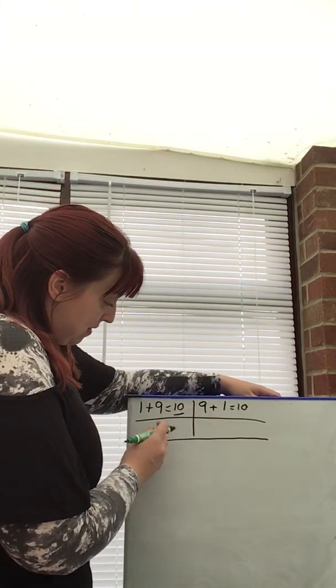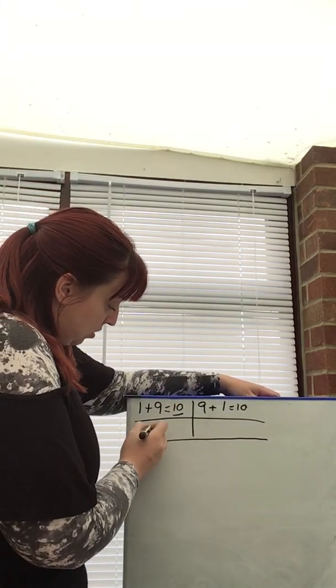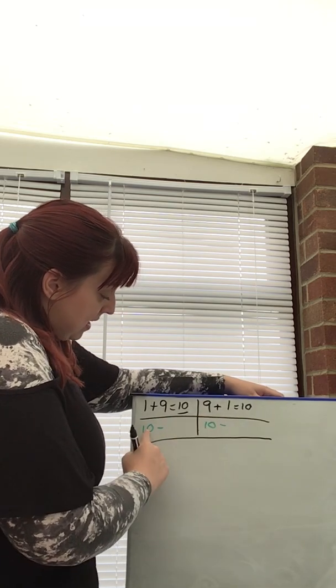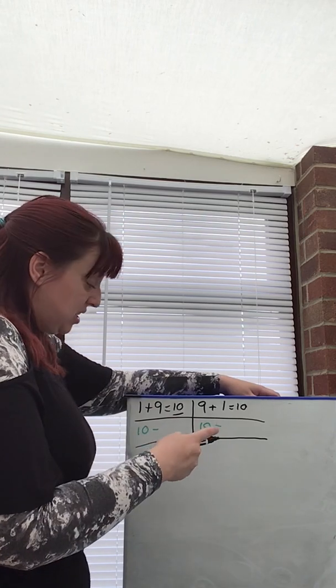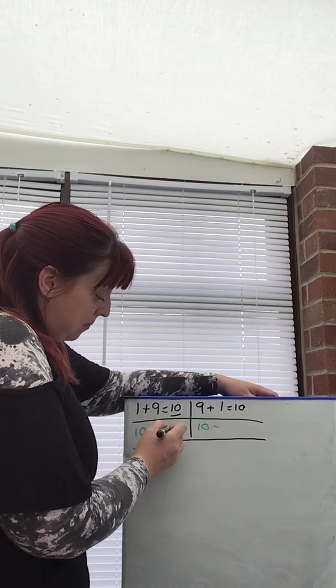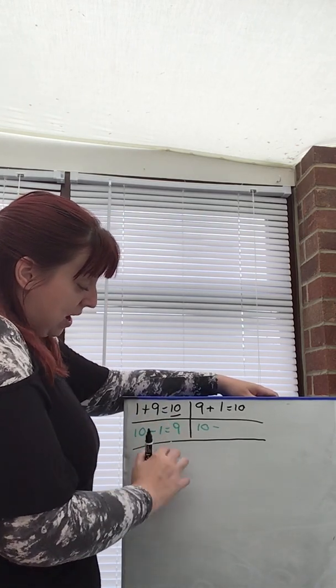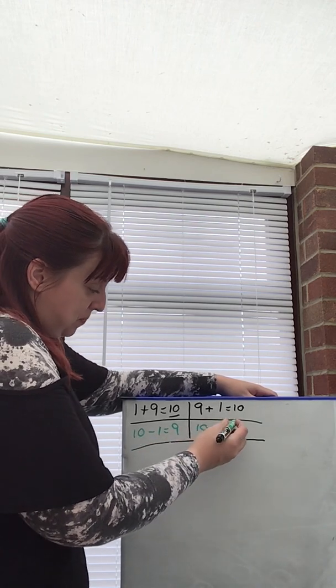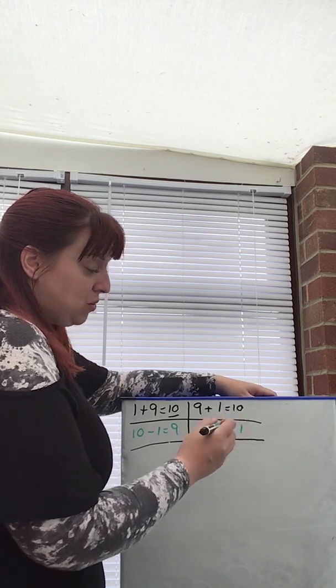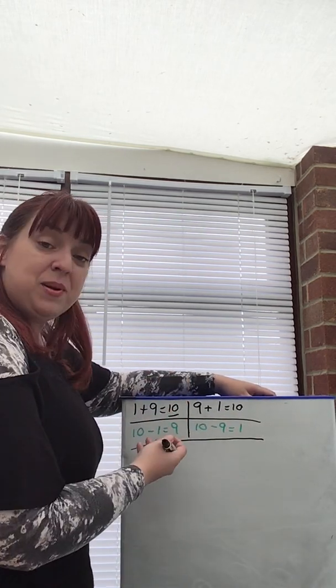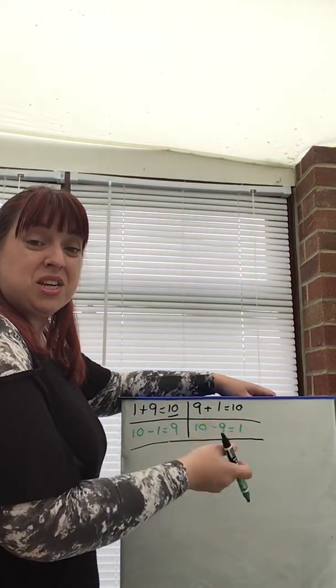So now if I'm doing the inverse, I'm going to start with the answer. 10 take away, I must use only the numbers that were included in the first addition. 10 take away 1 equals what number's left? 9. I'm going to flip-flop them, reverse them. So now 10 take away 9 equals 1. The same can be said for number bonds to 20. They should know addition and subtraction.